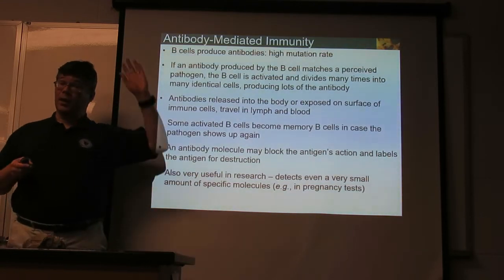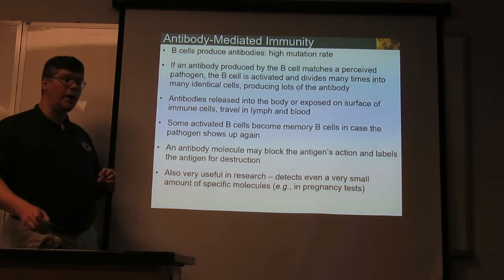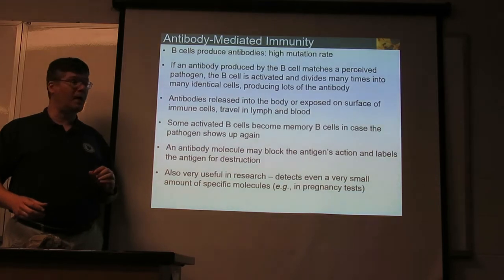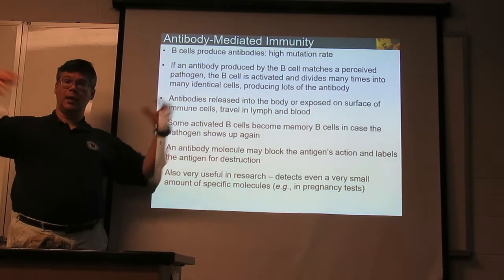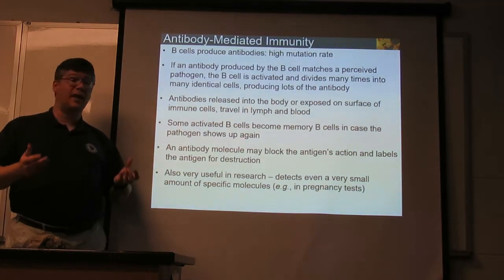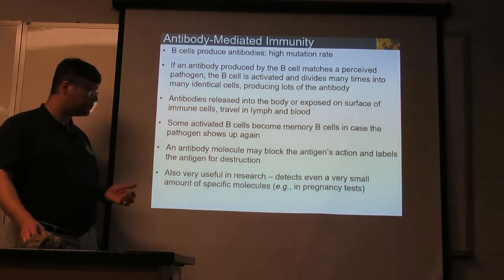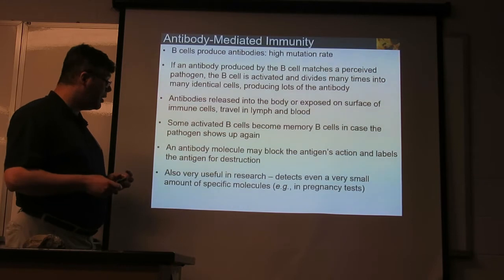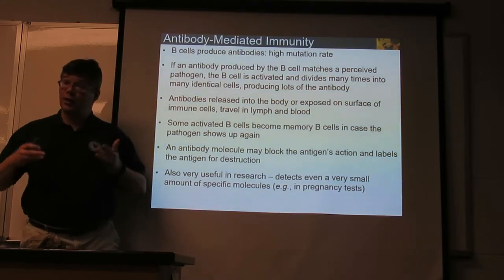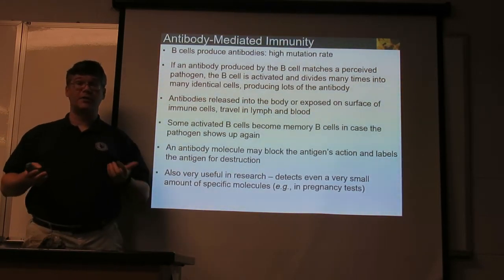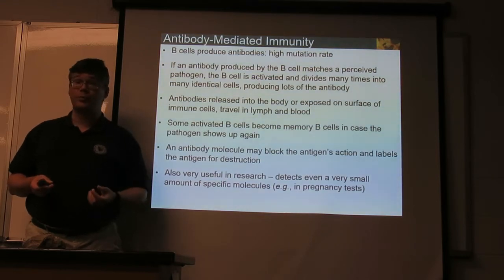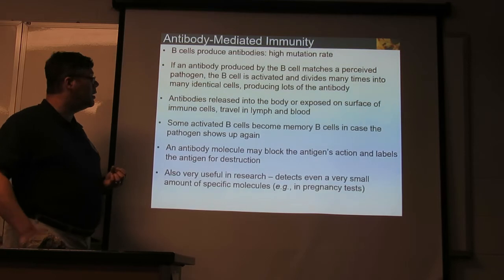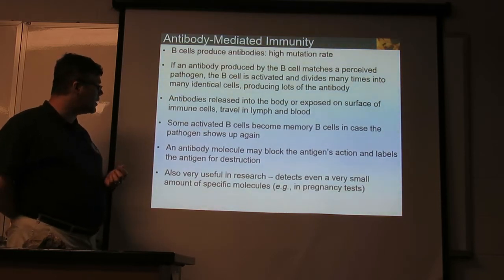Also, if you've got something with an antibody stuck on it, there are immune cells that come along and say, hey, this has got an antibody, it must be bad, destroy it. And so those other cells will attack things that have antibodies stuck on them. Antibodies can also be used quite extensively in research. They can detect very tiny amounts of a specific protein. So for example, they're used in pregnancy tests, detecting proteins that will be present in response to early pregnancy.